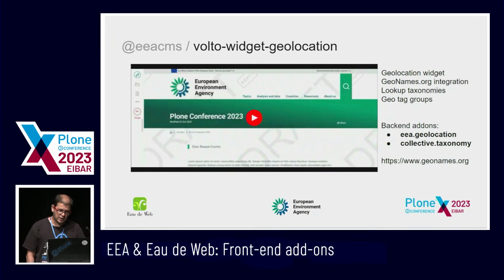And it's also integrated with collective taxonomy, so you can define a taxonomy to look up over, like a predefined list of countries you want to only select as geotags, or even groups. You can create a group of countries, for example, and once you select a group, all the countries from that group will be applied as geotags. Let's see.